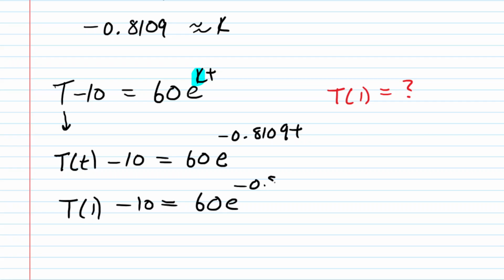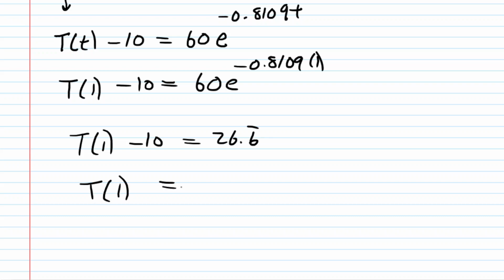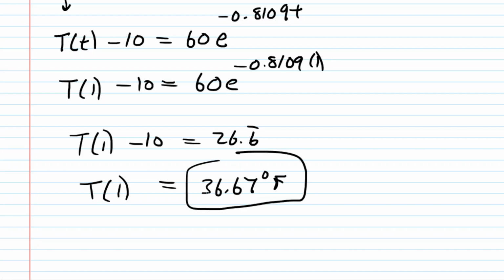And we're going to end up solving for this T of 1. Maybe pick up a calculator and type in the stuff that's on the right-hand side. You're going to get about 26.6 repeating. And then finally, you can add 10 to both sides. And look at this. The temperature after 1 minute would equal 36.67 degrees. I believe this was in Fahrenheit. So that would be the correct answer for the first part of the question.